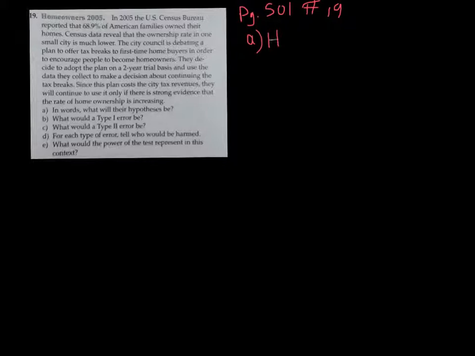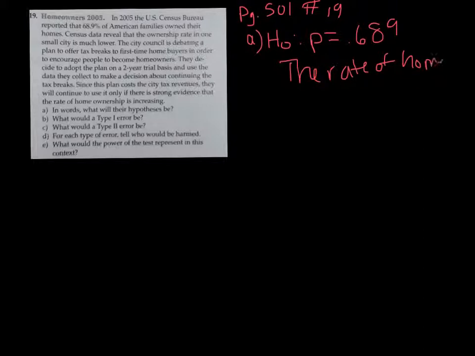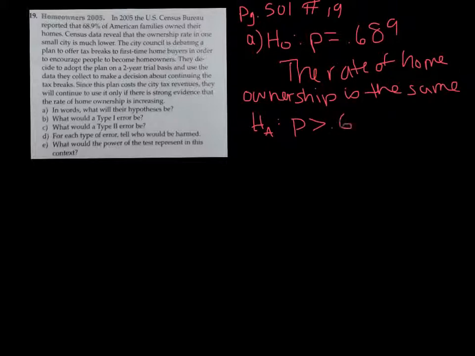So first of all, our null hypothesis is that the rate of home ownership is the same. So you can say either P equals 0.69, or you can say the rate of home ownership is the same. Actually, they only asked you for words. The reason for that is because that's all you really need for this. So the rate of home ownership is the same. The alternative hypothesis is that your rate of home ownership has increased.